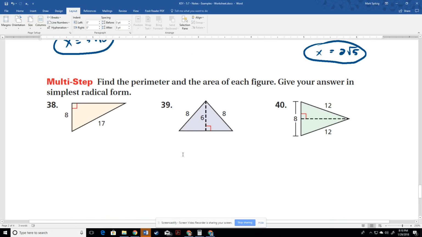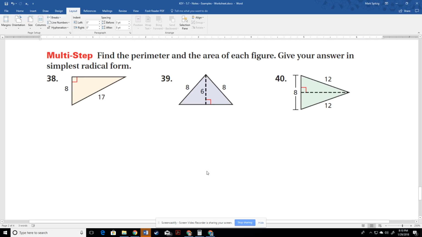All right. Find the perimeter and the area of each figure. Okay, so we got to go perimeter and area. So let's find the missing side. This is actually an 8, 15, 17, so we're good actually there. Okay, so to find the perimeter, we just have to add all the sides, right? So 15 and 17 is 32, plus 8 is 40.